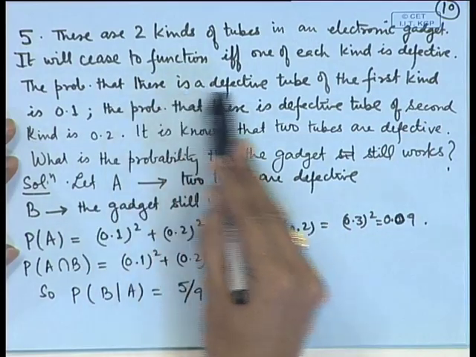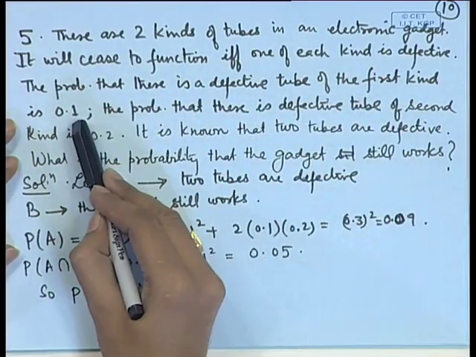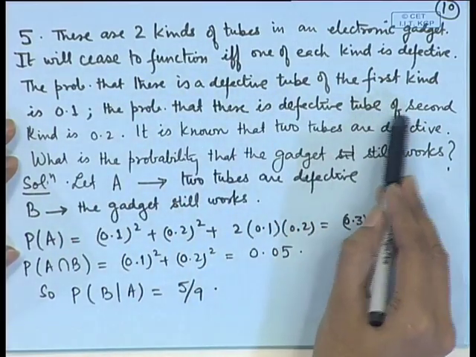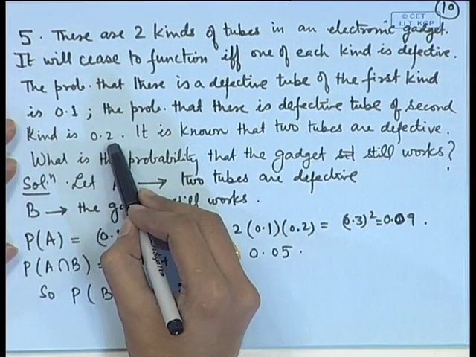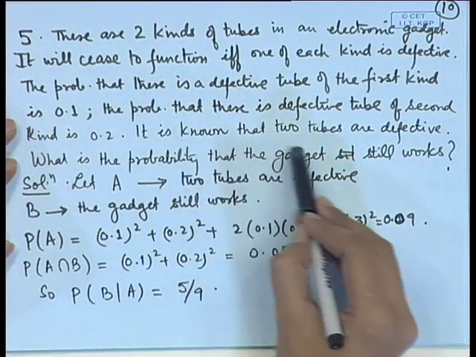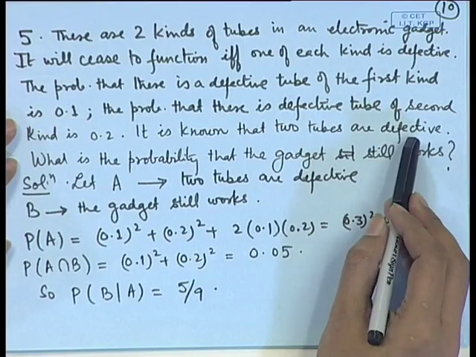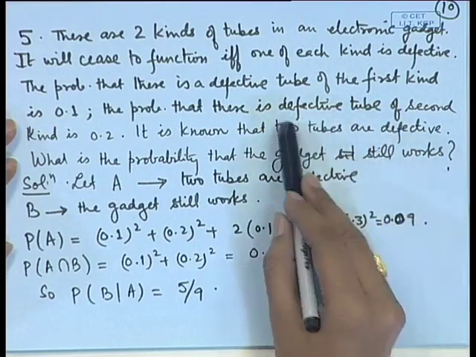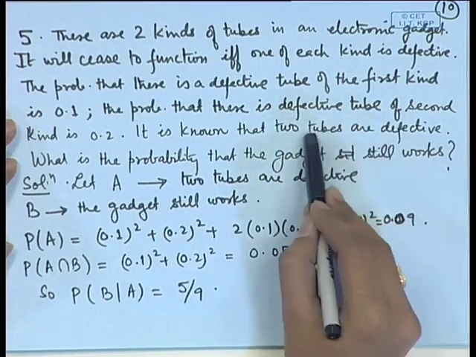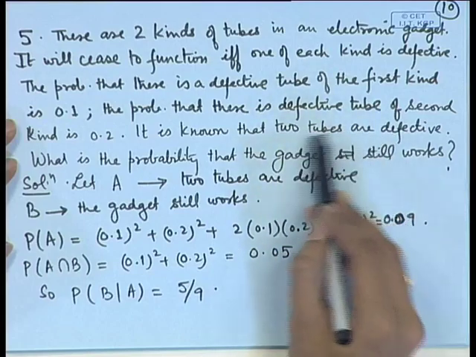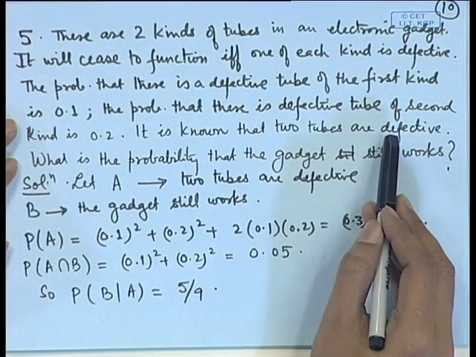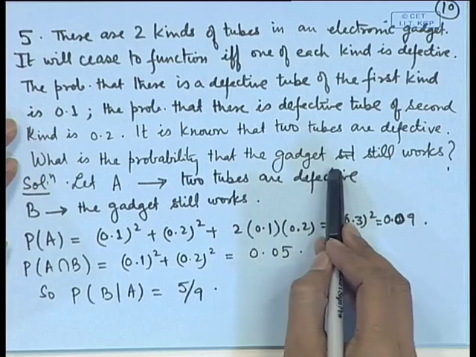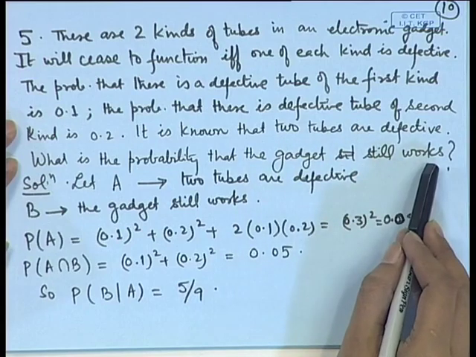The probability that there is a defective tube of the first kind is 0.1 and the probability that there is a defective tube of the second kind is 0.2. It is known that the two tubes are defective. Now, these two tubes could be any combination: both could be first kind, both could be second kind, or one first kind defective and one second kind defective, etc. So, what is the probability that the gadget is still working?